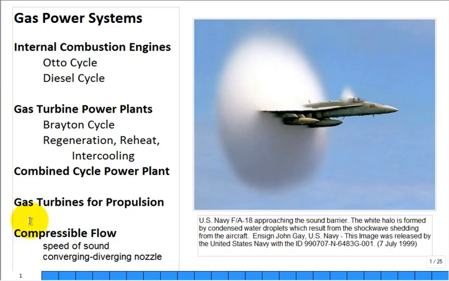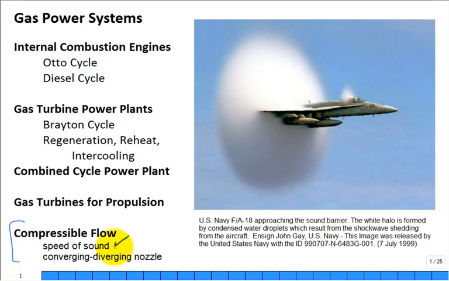So compressible flow is the last big topic of this chapter. We want to talk about the speed of sound, talk about the Mach number, and then we want to talk about nozzles, especially converging, diverging nozzles. But there's a lot of very interesting behavior that happens when you have compressible flow and you have things going around the speed of sound or faster.